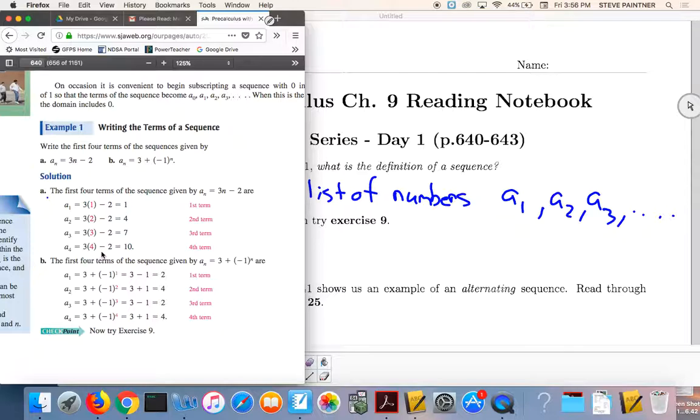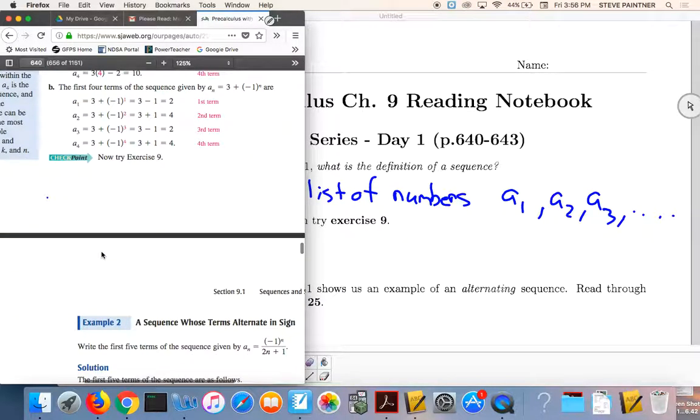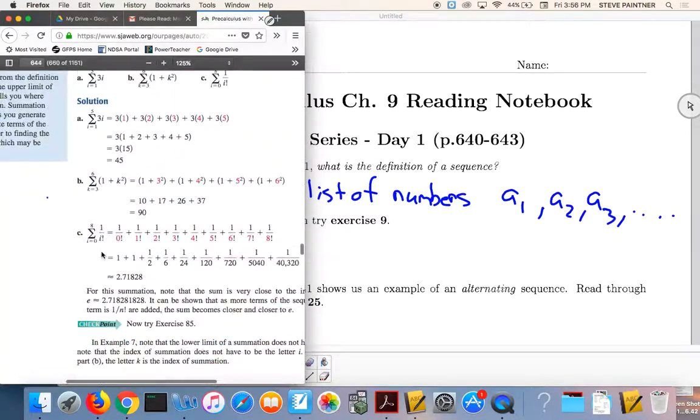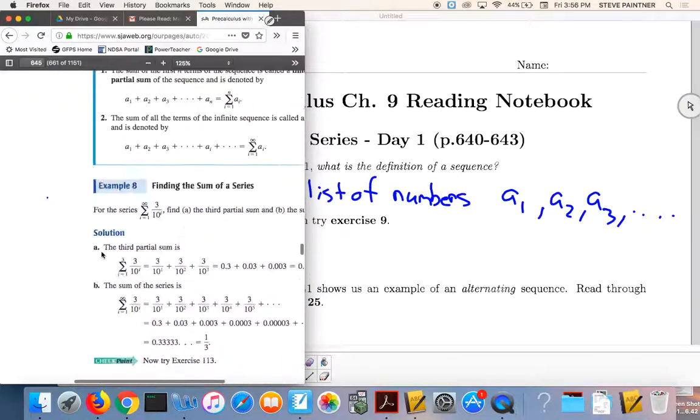Let's try an example problem to get clear on that. It wanted us to do exercise 9, I believe, in the book. So I'm going to scroll down to our exercises.